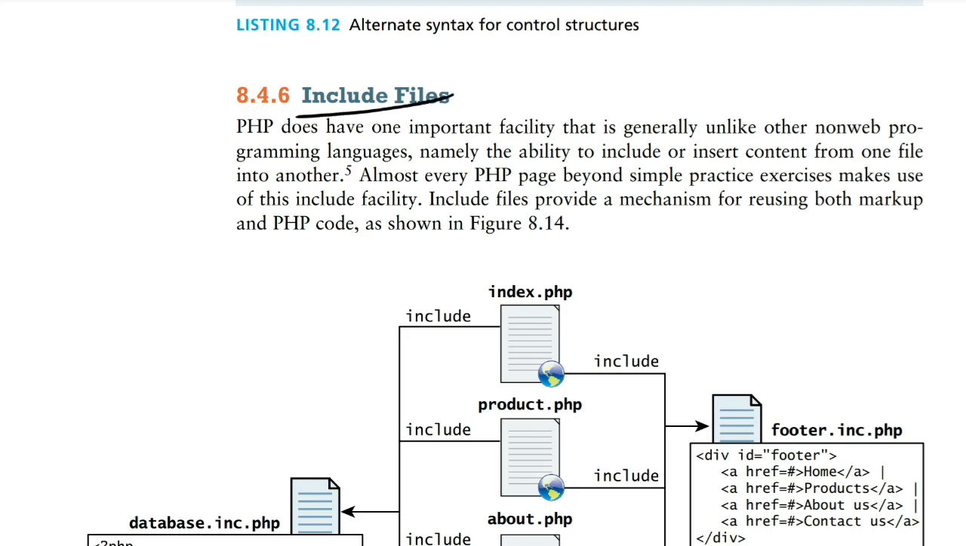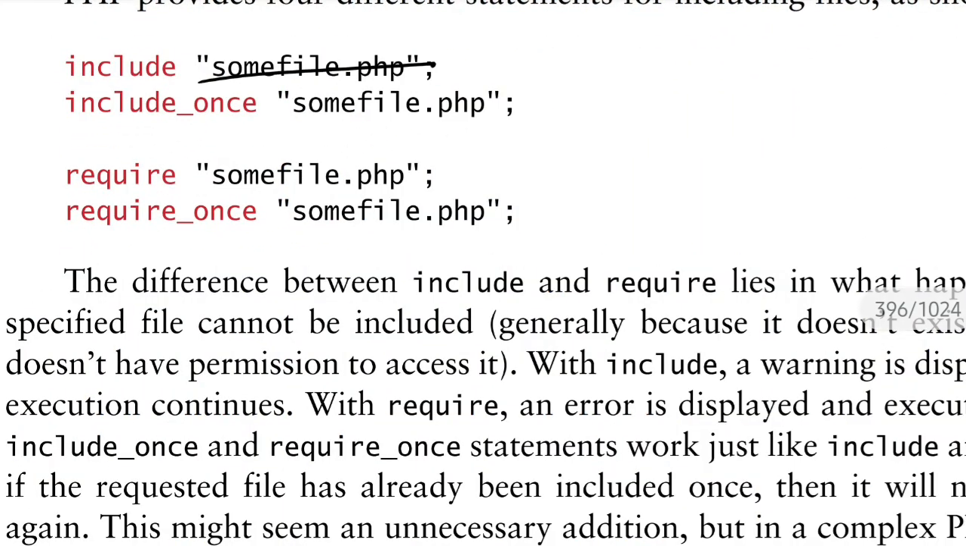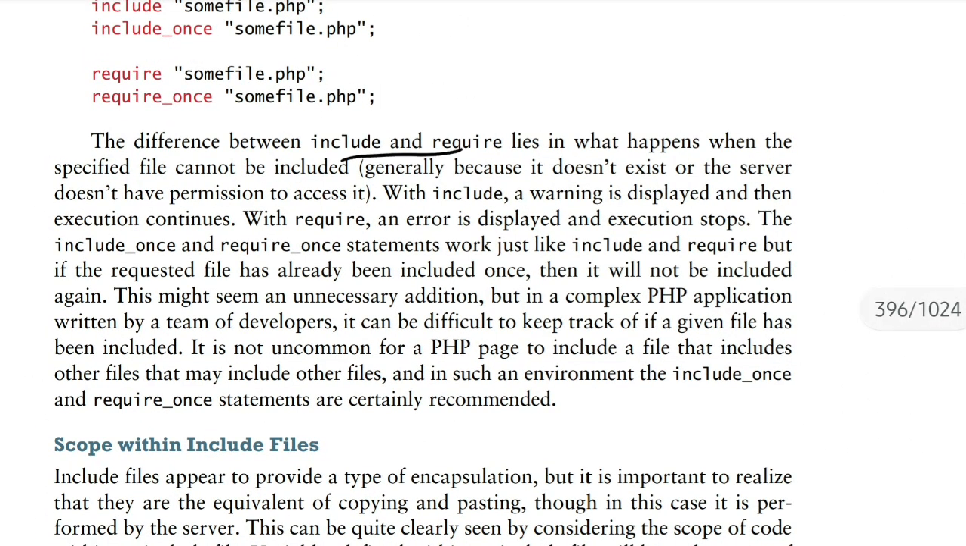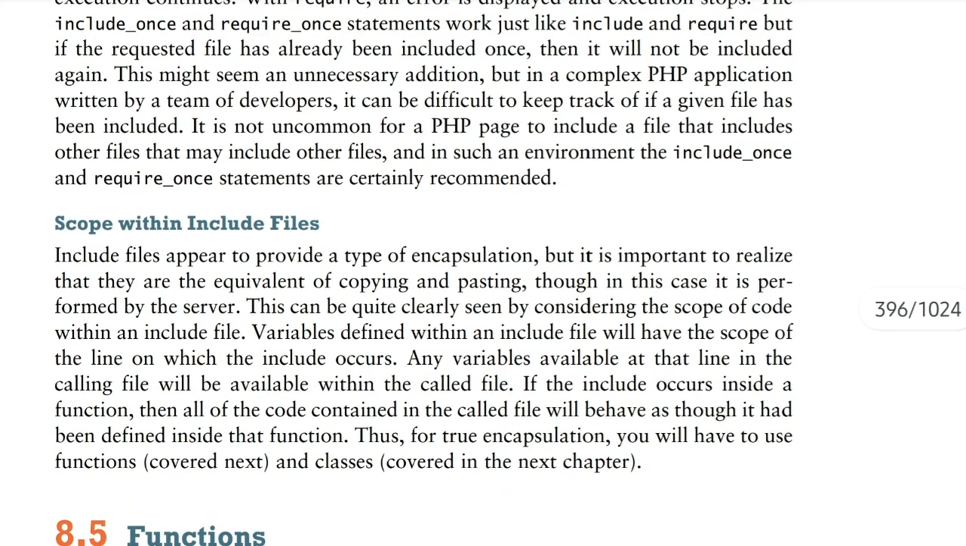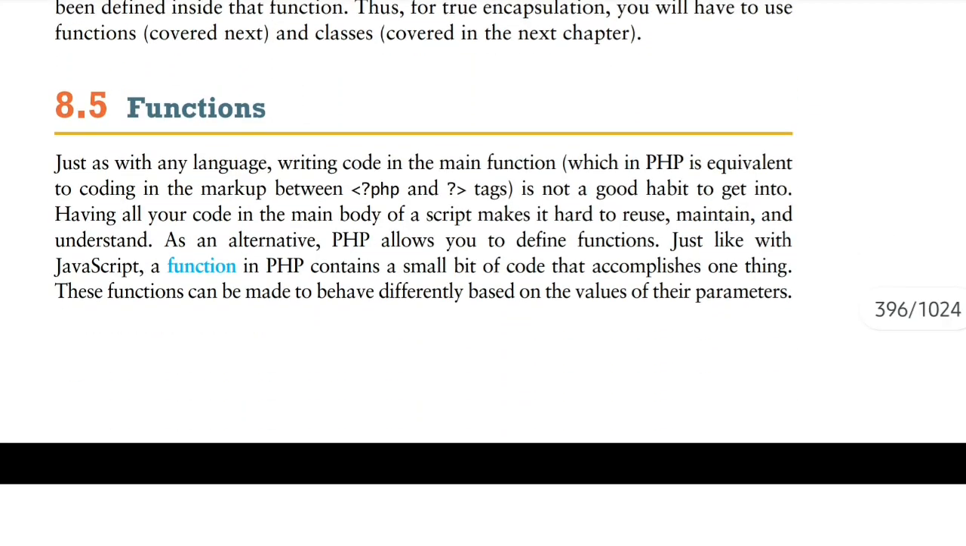also you can include different files by using this syntax. Include some file.php, require is just for checking, and include will be actually including it. Here's the difference between include and require. It lies in what happens when the file is not included. With include a warning is displayed, with require an error is displayed. That's the only difference. Scope within the include files: wherever you have the include file, in that scope only you can use the things.